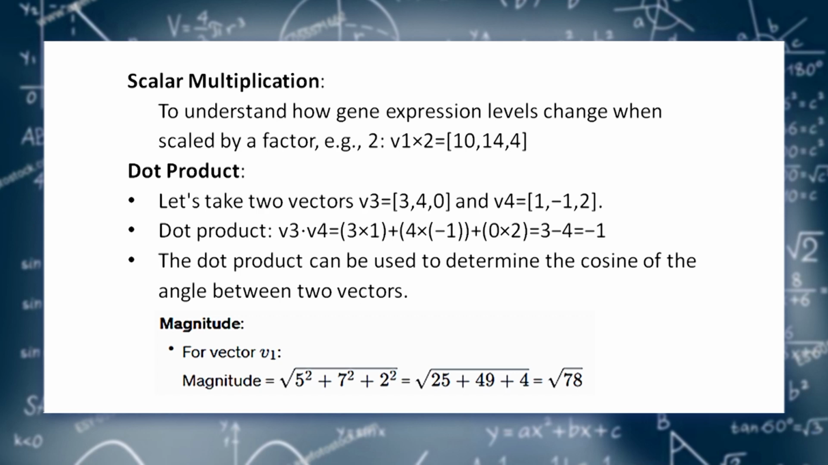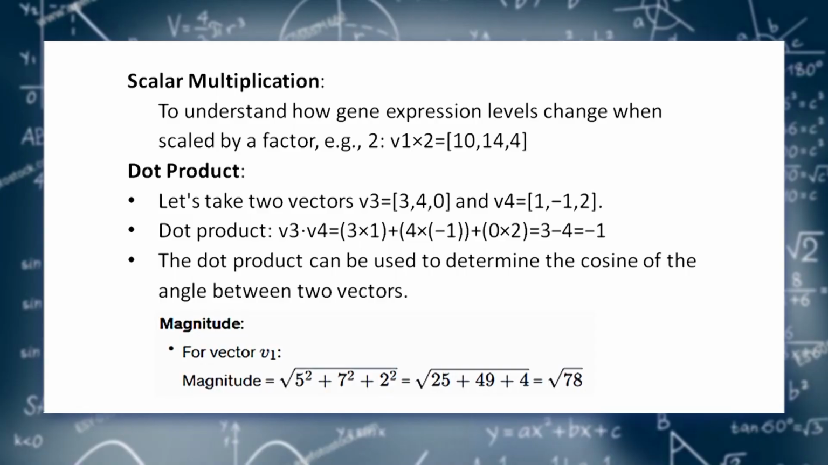So, we get 3 minus 4 plus 0. The resultant is minus 1. This minus 1 represents the dot product of the two vector quantities V3 and V4. The dot product can be used to determine the cosine of the angle between two vectors. So, if we want to determine the angle between these two vectors, then this can be used in the form of dot product.